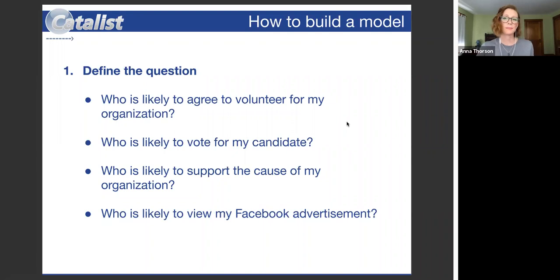But this is the step that you should work with your data scientist, with your analytics team, with your vendor. When you ask for a model, this should be the first thing that they help you do. And if they don't, then you need to take that initiative. Because if you don't define the question correctly, then your model is going to be useless. A model is a very specific tool that serves a very specific use case. And so defining that use case is the most important step.